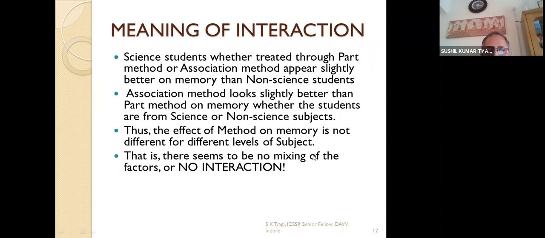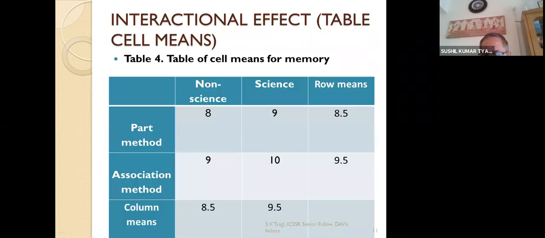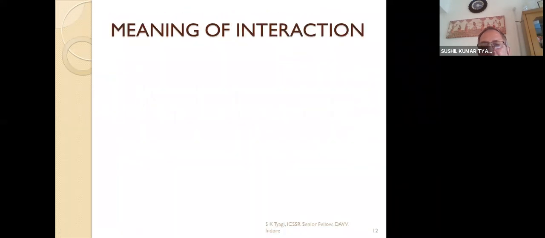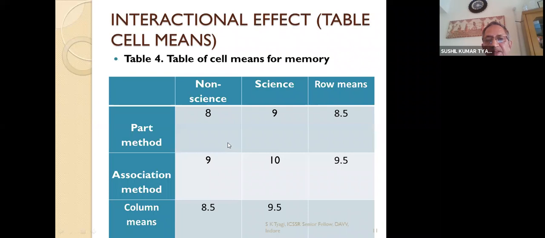Now I will show you how to draw a graph of this. Generally, we draw a graph only when interaction is there. Here, there is no interaction, so we need not draw the graph, but for the sake of explaining the meaning of interaction, I am drawing one. SPSS will draw a graph for you, and you must understand how the graph is drawn. See, this is the table of cell means. From this, we will draw the graph for interaction.